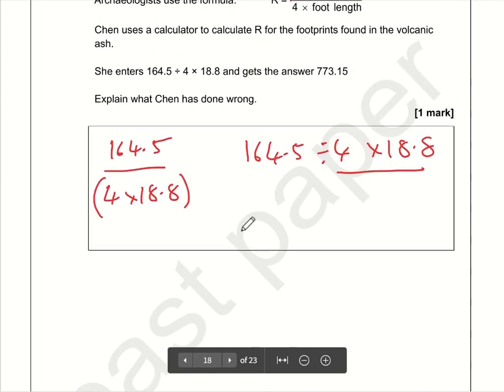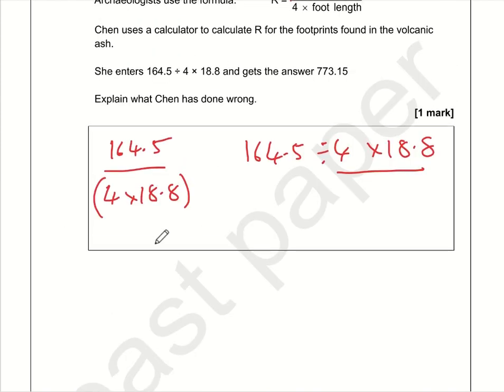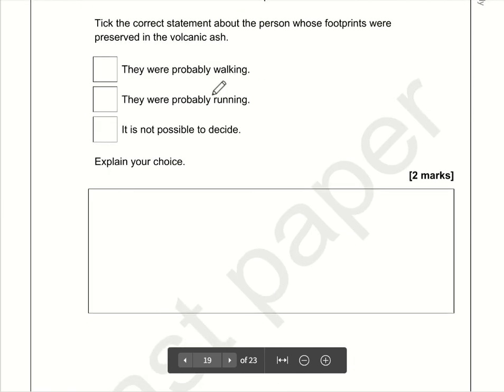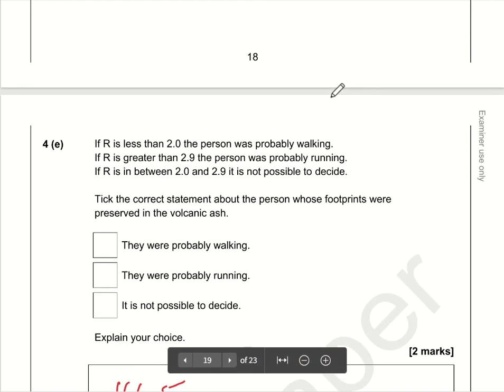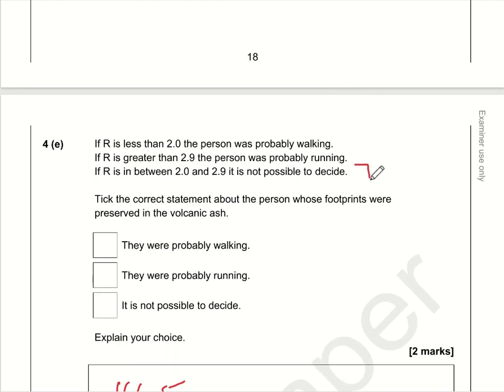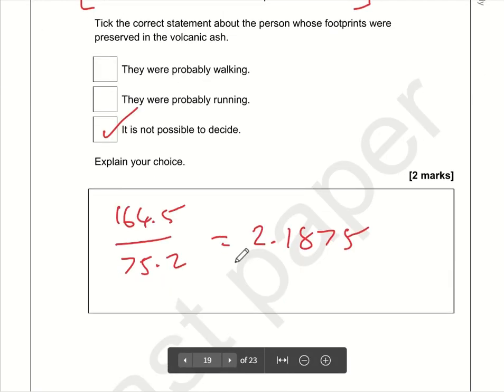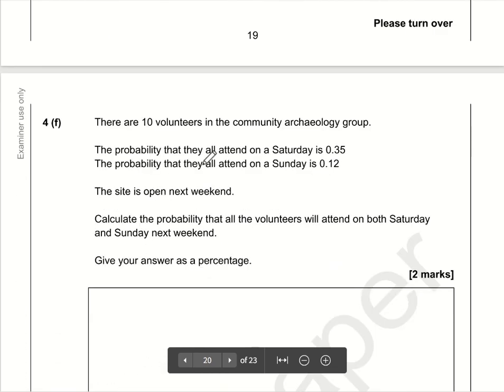Okay, so what we need to do is actually do this question correctly. So first of all, what is 4 times 18.8? Well, that is 75.2. So it's 164.5 divided by 75.2, and 164.5 divided by 75.2 is 2.1875. So which statement is correct? Well, it's between 2 and 2.9, so it is not possible to decide, which is the third choice there, and these calculations explain our choice.